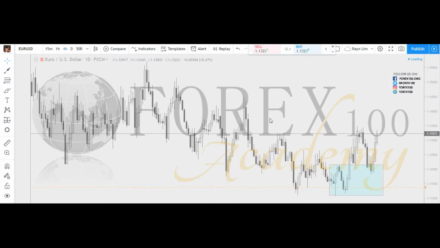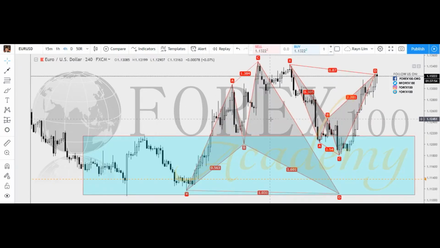Head down to 4 hour. On the 4-hour chart, there are two shark patterns, a bullish shark pattern within the buy zone as a trend trading opportunity. And right now, I already have shorted Euro Dollar based off the counter trend setup over here.